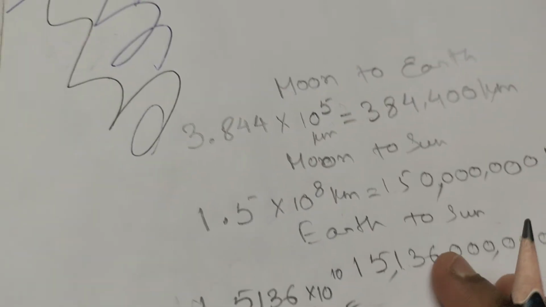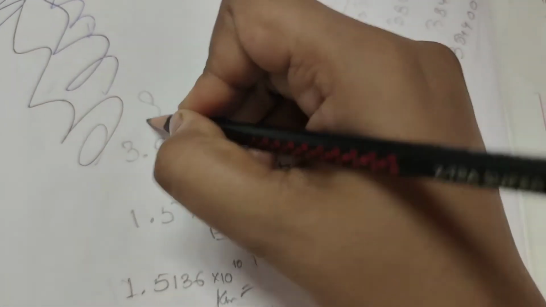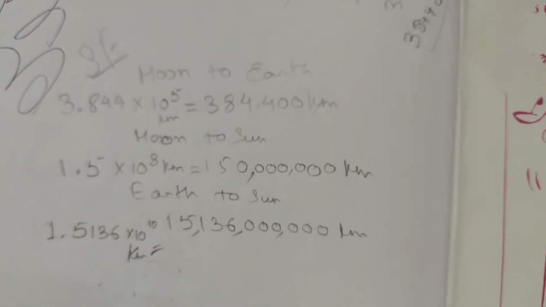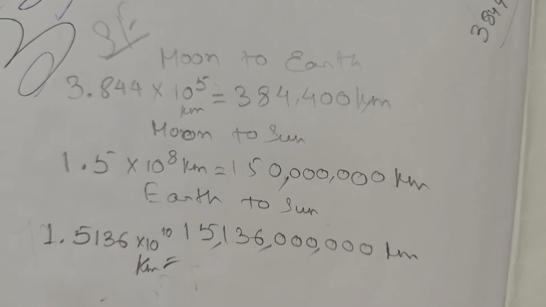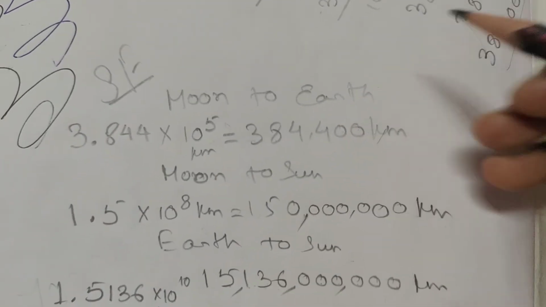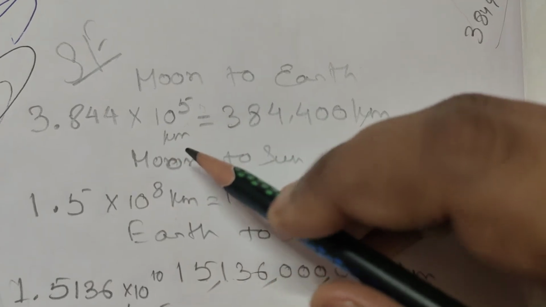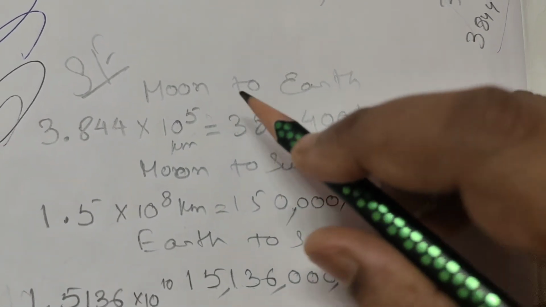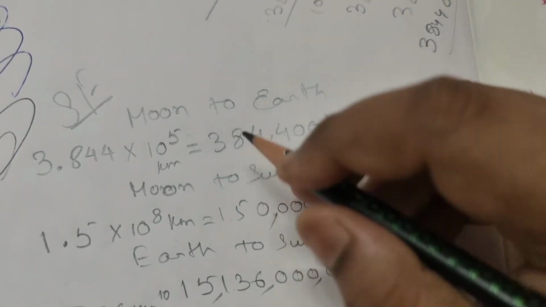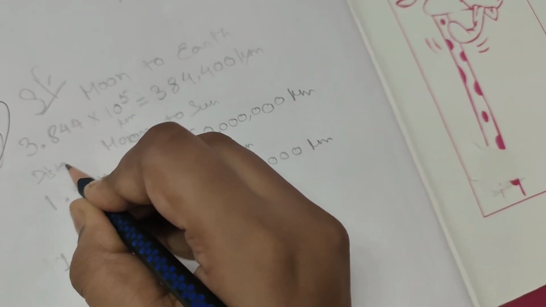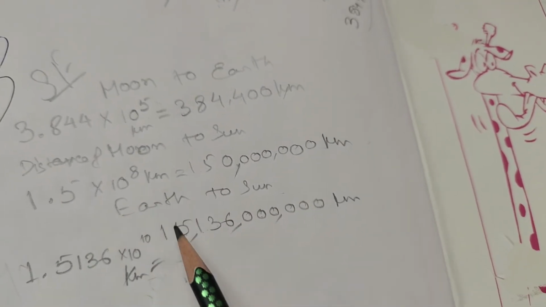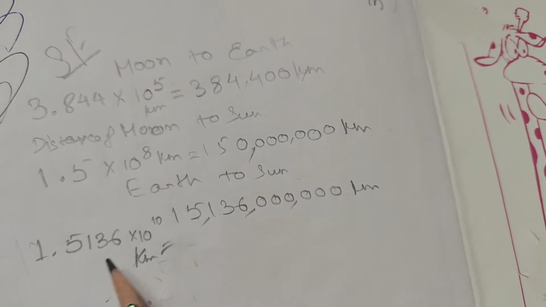This is how we are changing a number into its standard form. These are the standard forms. These are the general forms. So this is how you are converting into standard forms. Do pause it and copy this. First write moon to earth, then write this and equal to this. Again, moon to sun, the distance of moon to sun, equal to this. Earth to sun, this one equal to this one.